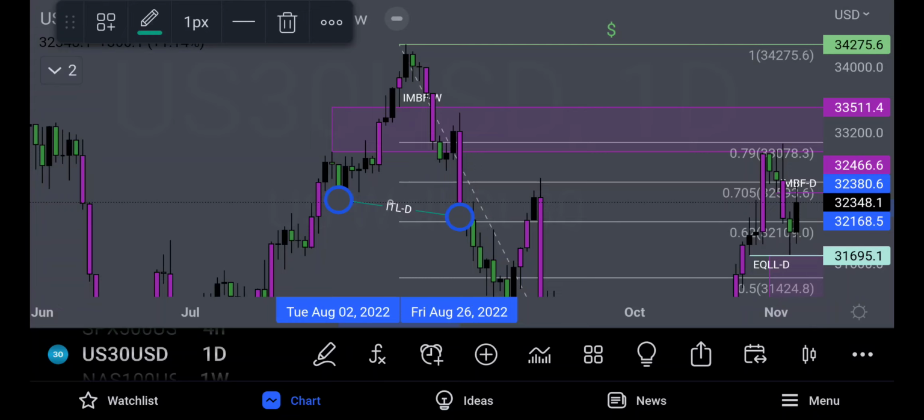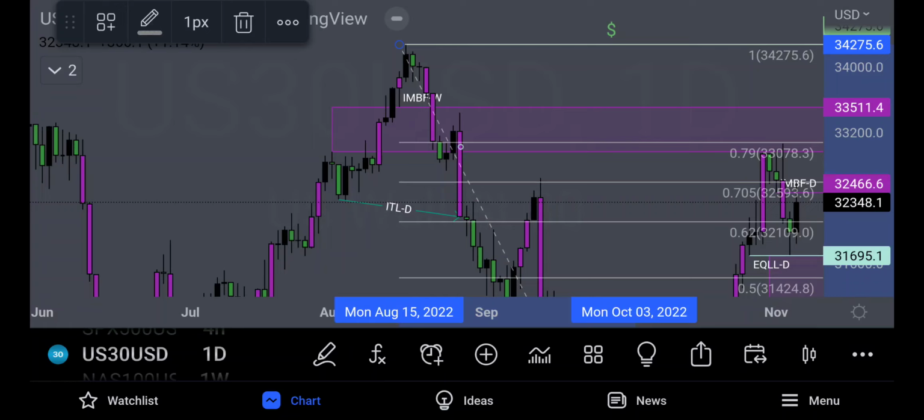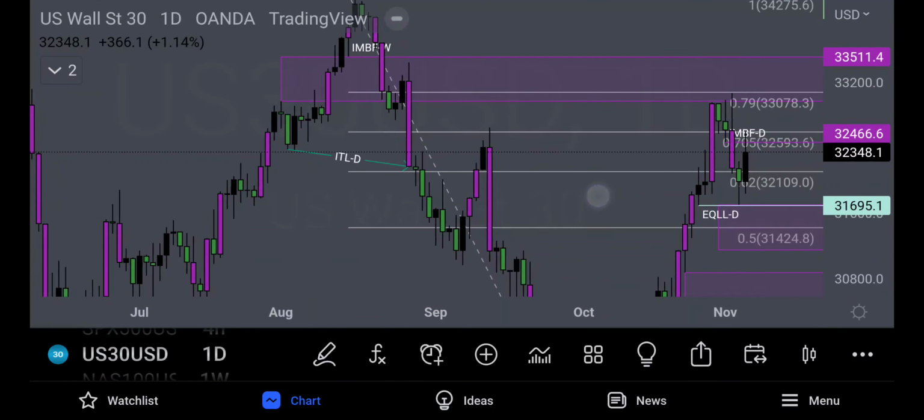So anyway, we had this intermediate low on the daily. It was broken, right? And it was broken by a fair value gap. What did that signify? That signified to us that the market wants to price lower, right? So we look for the market to come back into the fair value gap, and we look for entry, okay?